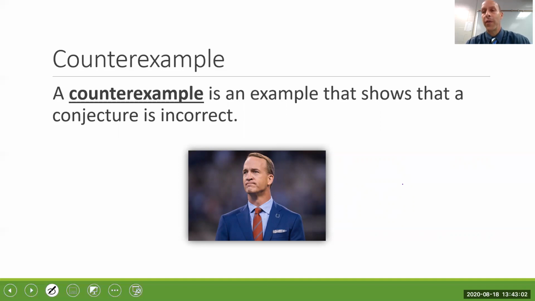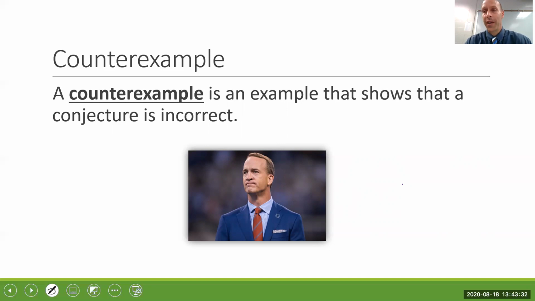Hopefully you guys are familiar with the gentleman in this picture. This is a picture of a guy by the name of Peyton Manning, and he used to be the quarterback for the Indianapolis Colts. And let's say a common stereotype that people might use, particularly if they're not fans of football, is they might say something. This is a stereotype, a generalization: all football players are not smart. Which we know that's not true, but let's just pretend that someone makes that statement.